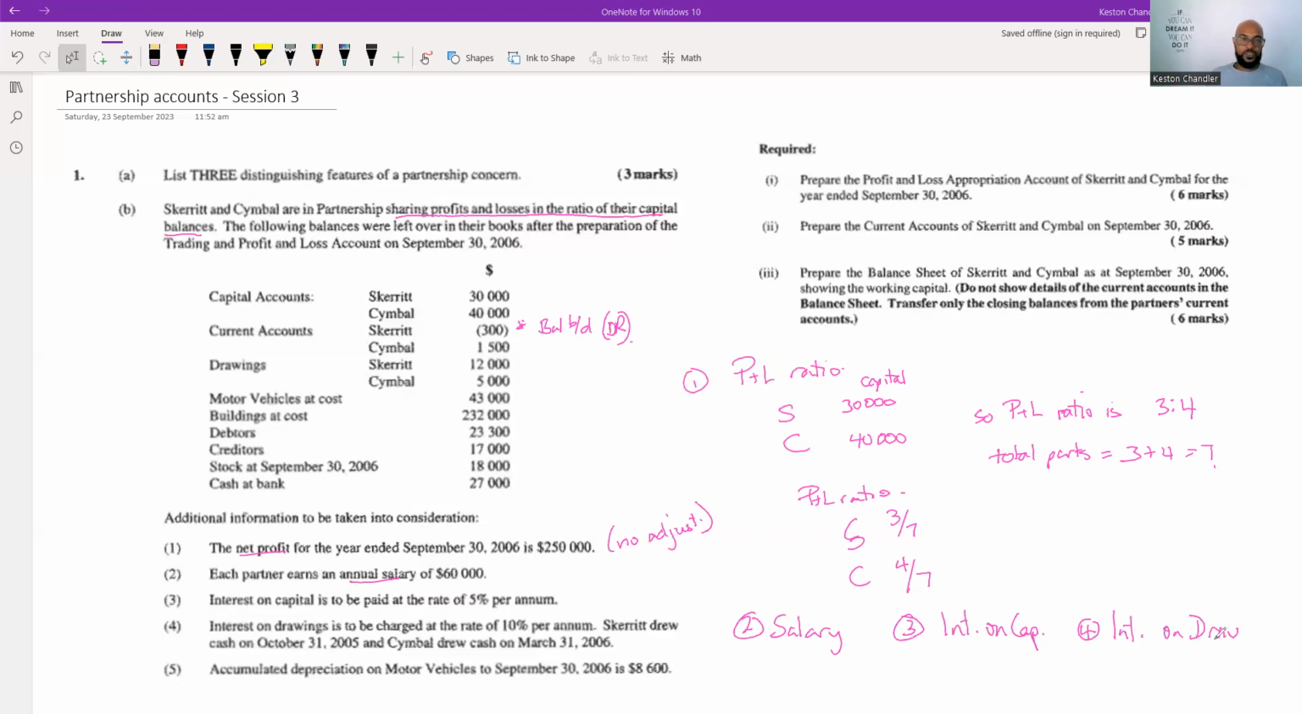Don't forget what I tell you about adjusting it for the amount of months. This is a balance sheet item, so this is not going to affect our appropriation account. Let me just do something there quickly.